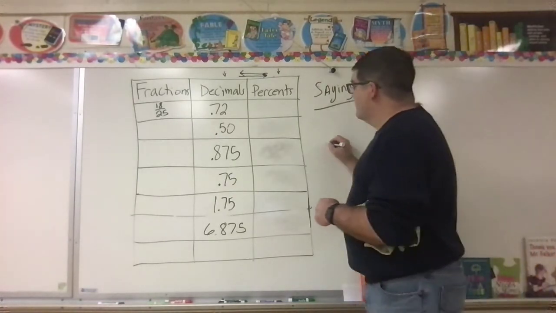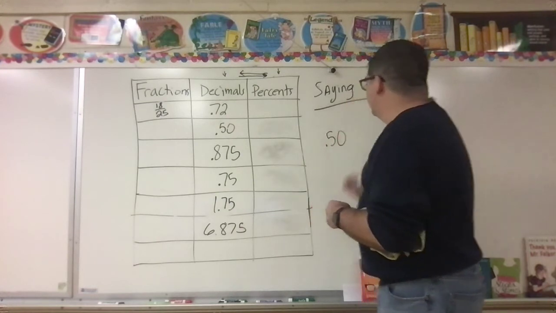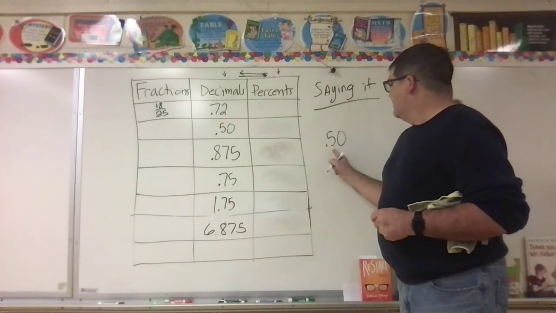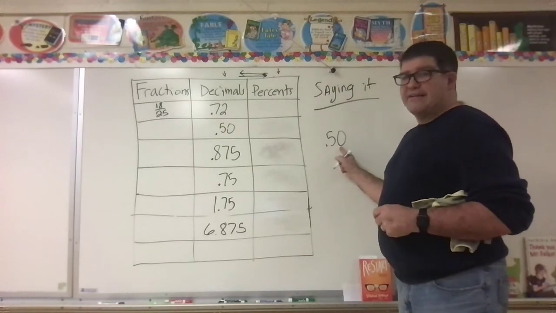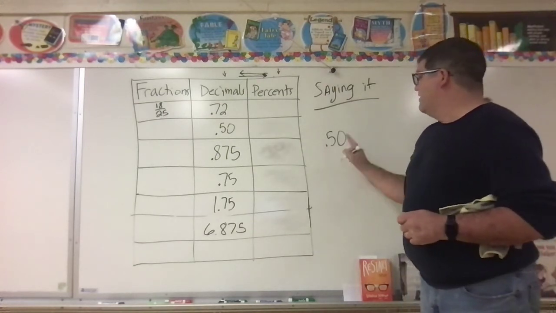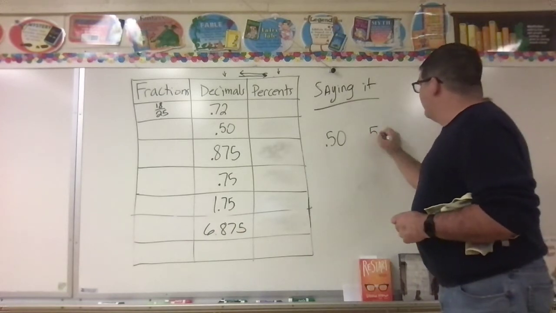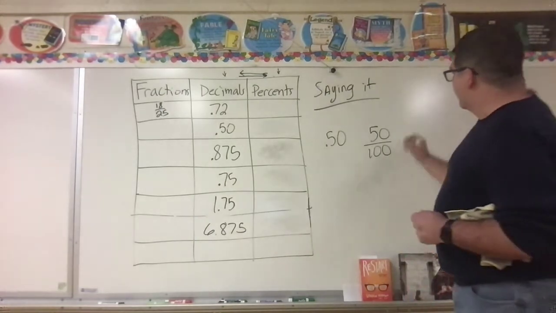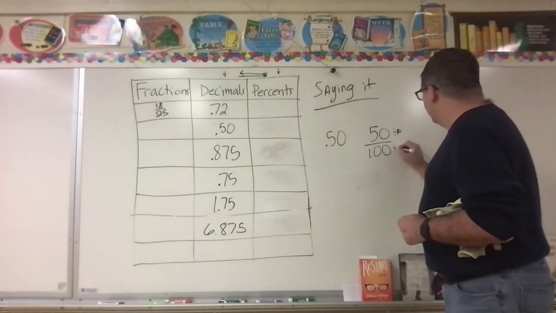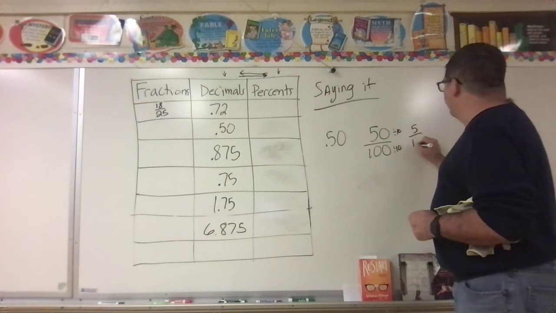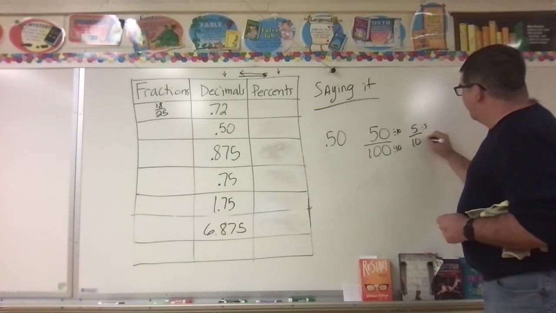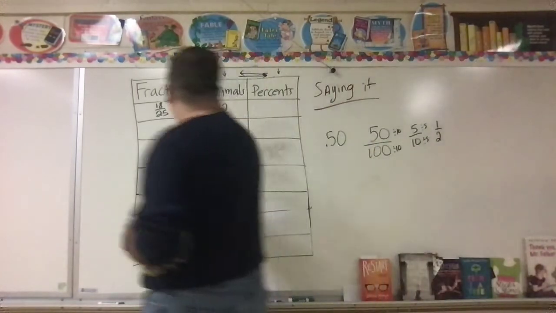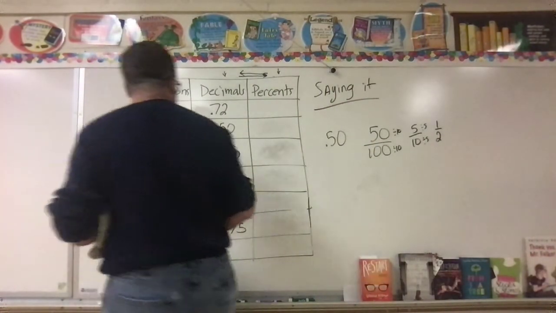Now this one, 0.50. This is a 50. And this place value is hundredths. So it's 50 hundredths. I can divide each of those by 10. That gets me 5 over 10. I can divide those by 5. That gets me 1/2.